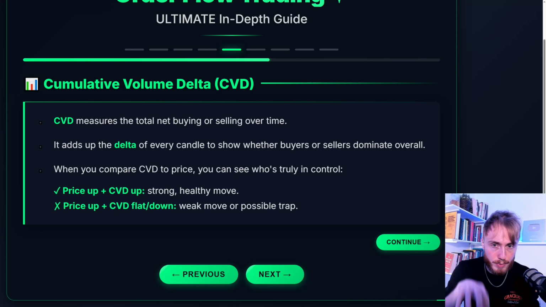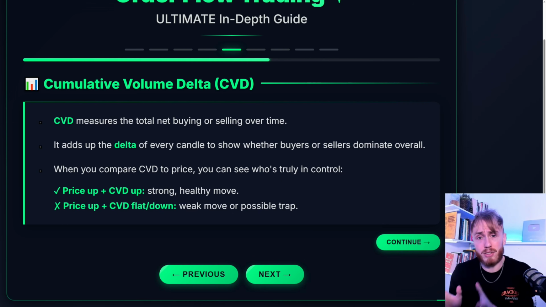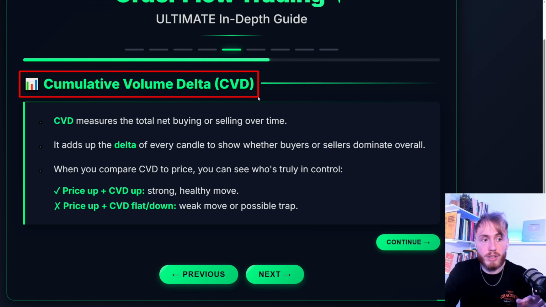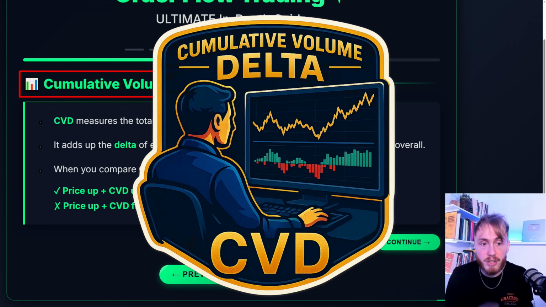This right here is a super powerful tool, but it can be a little bit hard to use, and it can also be hard to actually find the right tool in TradingView and to set it up. But don't worry, I will go over everything in a step-by-step manner. But first of all, this tool right here is called the Cumulative Volume Delta, or for short, CVD.